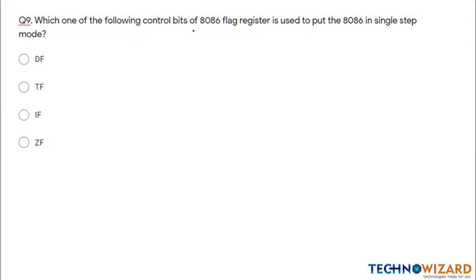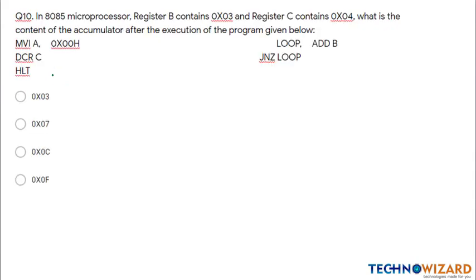Which one of the following control bits of the 8086 flag register is used to put the trap flag? Option B is the correct answer. In the 8085 processor, this is the VSSC 2019 question. How can we solve this question? Let's see.